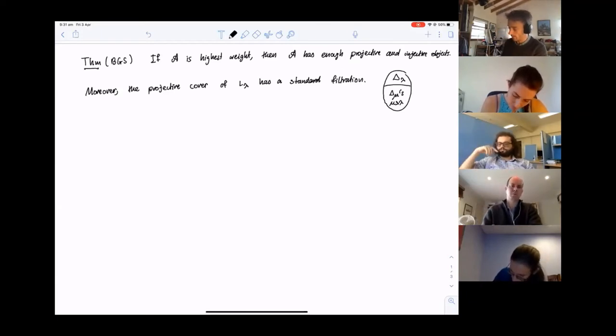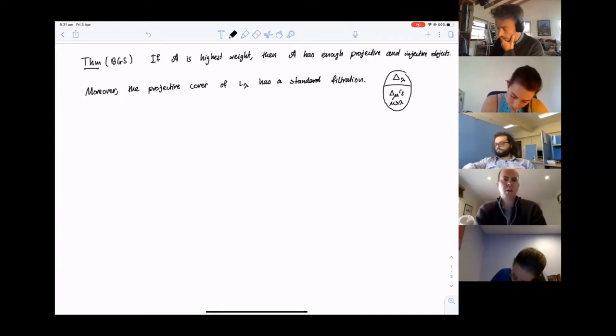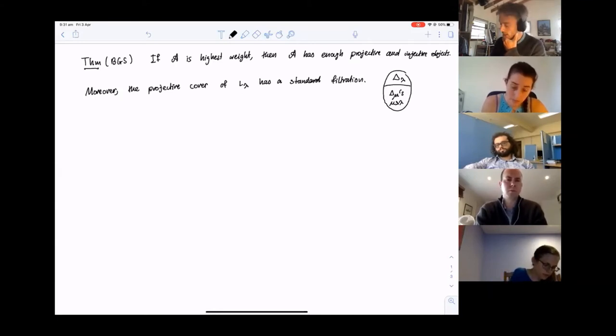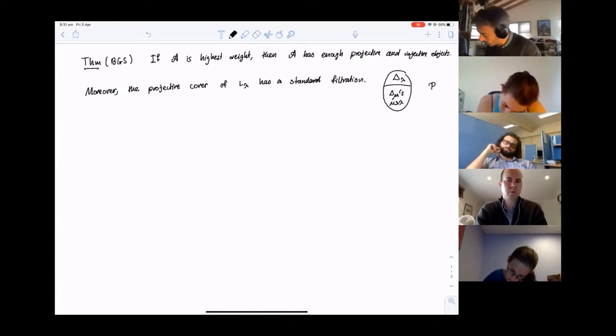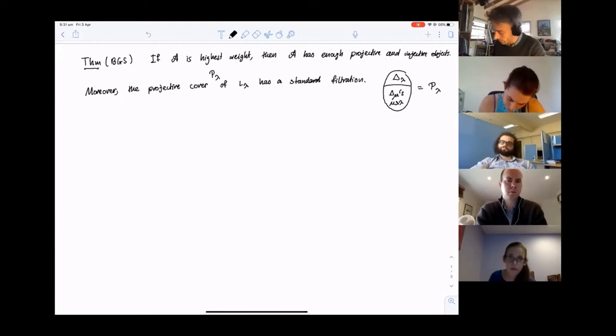I mean, the most important thing to remember is that it has a standard filtration. And the second most important thing to remember is that in this standard filtration, only standard modules occur which are above lambda. And then the third most important thing to remember is that you can order these in your filtration to be in kind of increasing order from the head down or something. But this will become clearer in what I say. So this is P lambda. This is the projective cover. Looks like this.